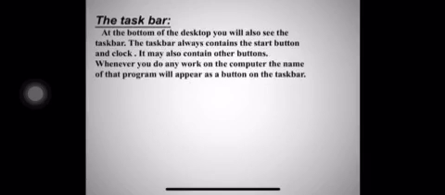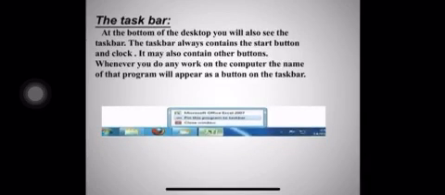The second is the taskbar. At the bottom of the desktop, you can also see the taskbar. The taskbar always contains the start button and the clock. It may also contain other buttons. Whenever you do any work on the computer, the name of that program will appear as a button on the taskbar. Let us understand with the help of a picture.